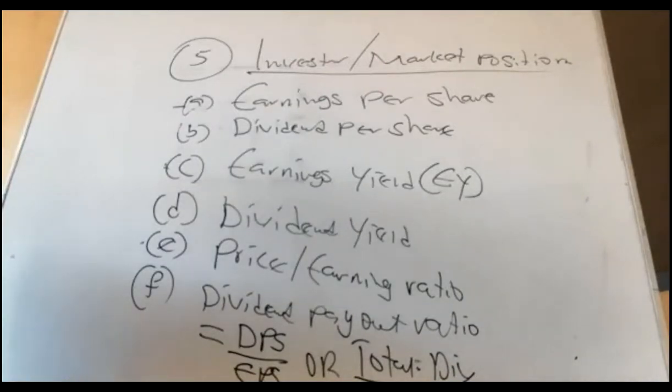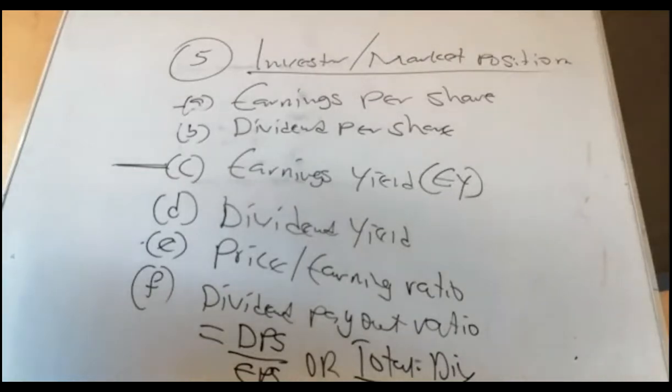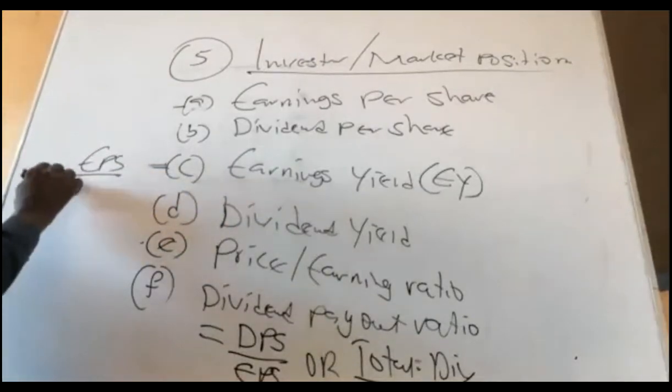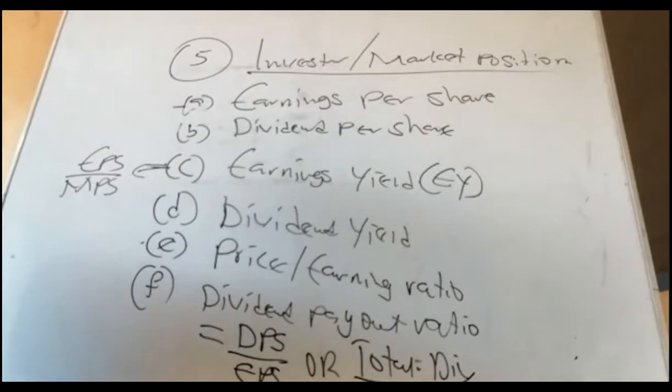Then earnings yield. Here we said that anything yield is that item per share over the market price per share. So earnings yield will be earnings per share over the market price per share. That's the formula for earnings yield.